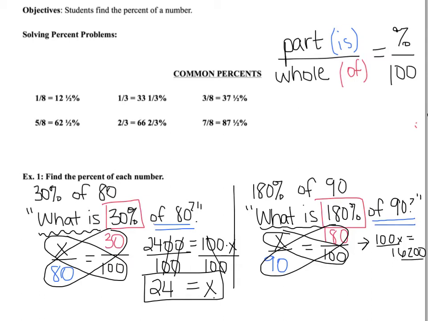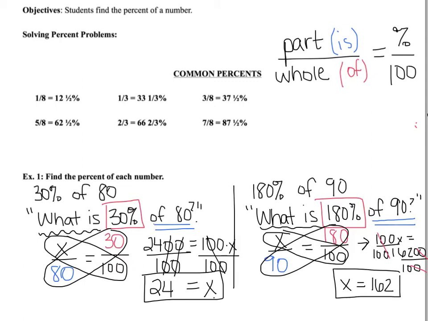I still have to divide both sides by 100. Sorry for losing track of my space. 100 divided by 100 simplifies to 1. Those 2 zeros on 16,200 cancel out. So I have x is equal to 162.